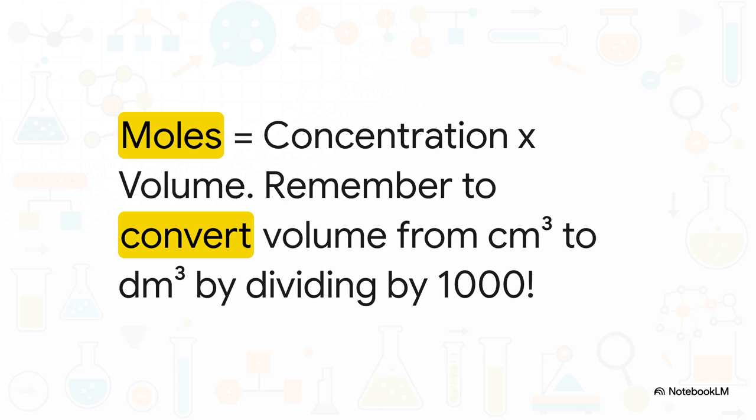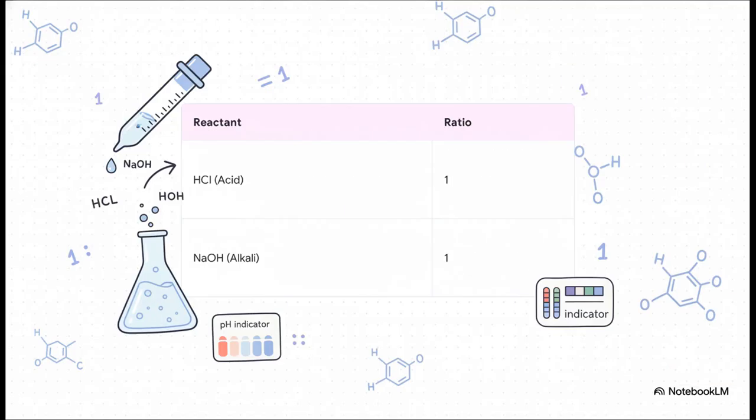We just divide 25.0 by 1,000, which gives us 0.025 dm cubed. So our calculation is 0.100 times 0.025, which gives us 0.0025 moles of NaOH. Step 1, done. Right. Step 2 is all about the mole ratio.